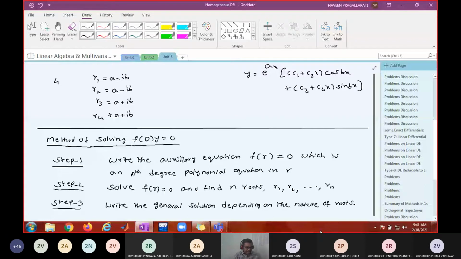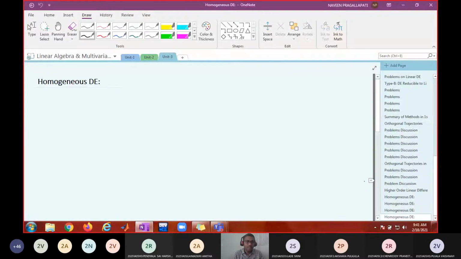Now take the problems. Solve the following differential equations. I will be listing out a set of problems. You find the roots and hence write the general solution. Next page. First problem. We'll start with simple problems and then increase the complexity.